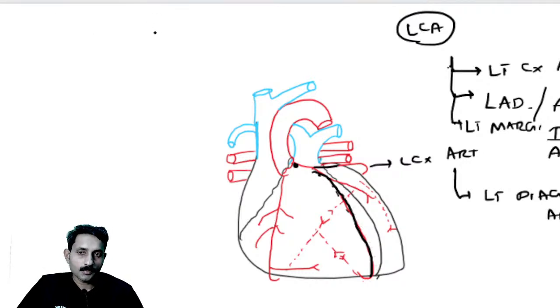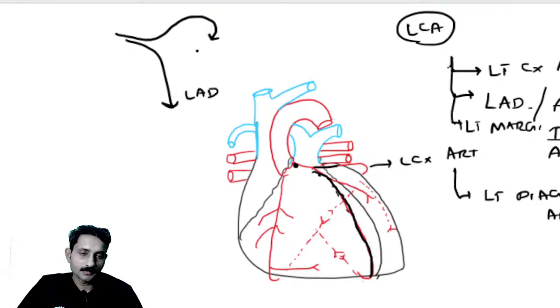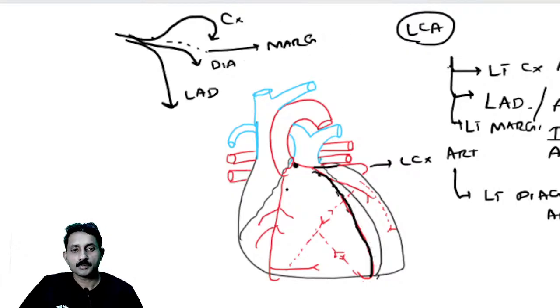Okay. So once the left coronary artery is coming, it is giving a circumflex branch. One is descending down as LAD. One is going as the diagonal artery, and one to the margin is called the marginal artery. So trifurcation, or we can say tetrafurcation. Four branches it can give, because the marginal artery sometimes will come from the diagonal. Usually it will trifurcate as left anterior descending, diagonal artery and circumflex artery.